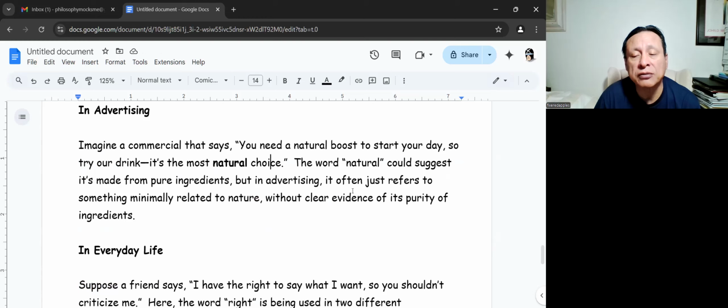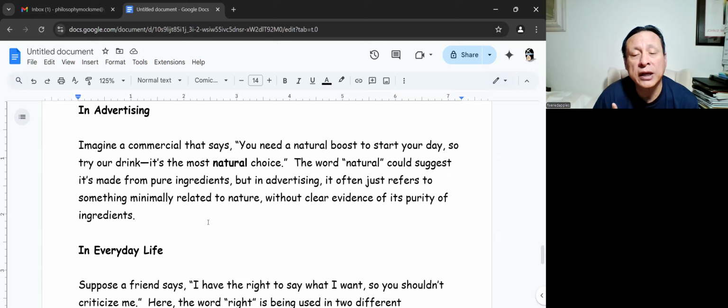But in advertising, it often just refers to something minimally related to nature without clear evidence of its pure ingredient. But here, there is no relation to nature. Not necessarily. It's just, our drink is the most natural choice. Like anybody can say that, right? Like Coca-Cola can say, when you're having a hamburger and a Coke, Coca-Cola is the most natural choice. There's no allusion or reference to nature here.